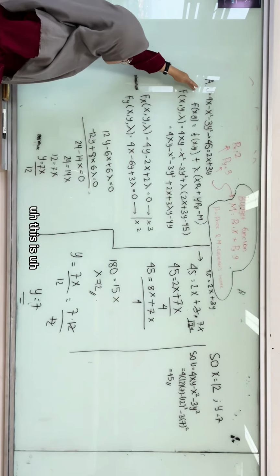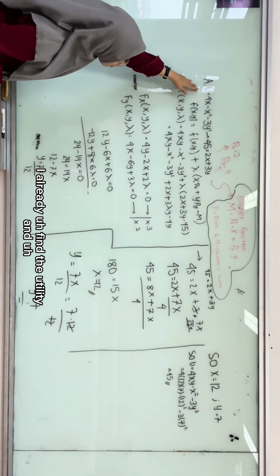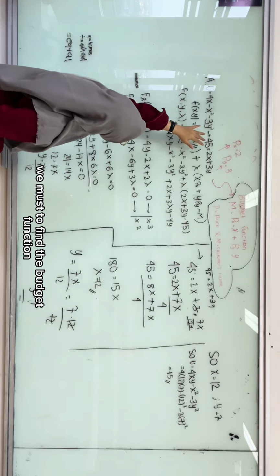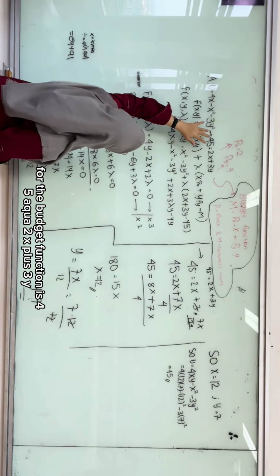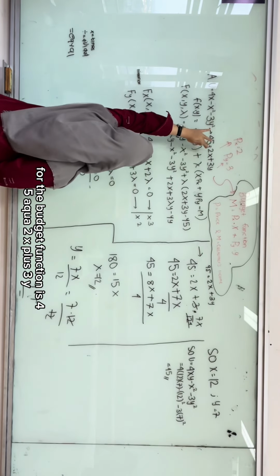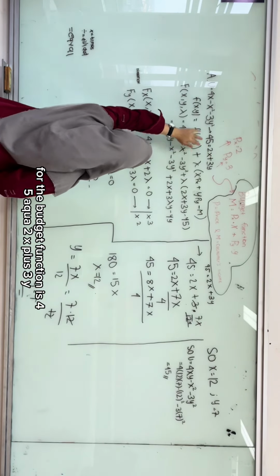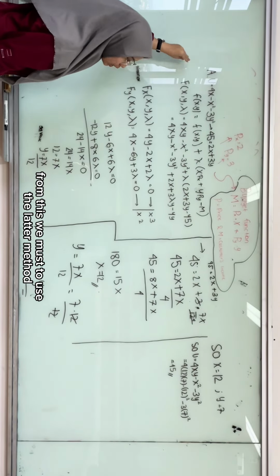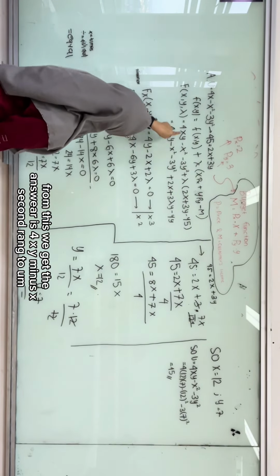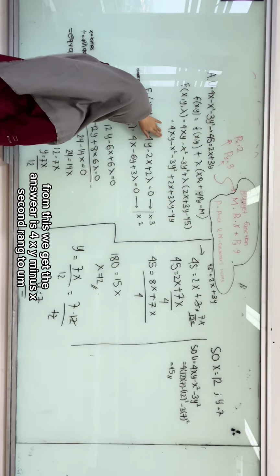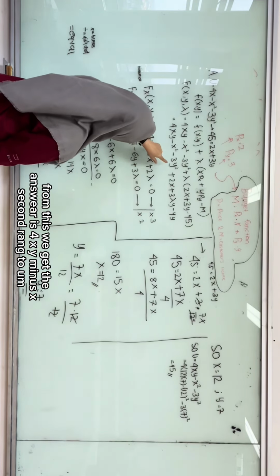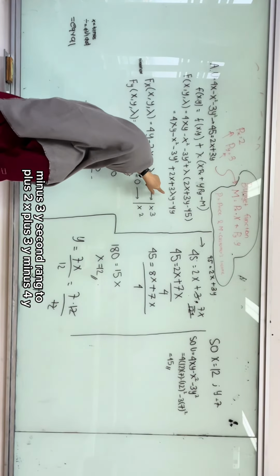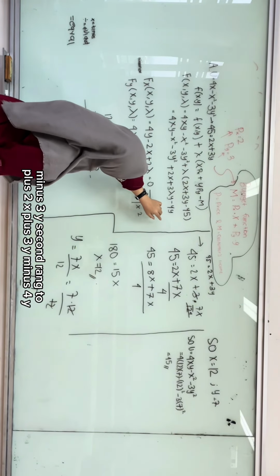So I already have the utility, and we must find the budget function. The budget function is 45 equals 2x plus 3y. From this, we must use the Lagrange method. From this, we get 4xy minus x squared minus 3y squared plus lambda times 2x plus 3y minus 45.